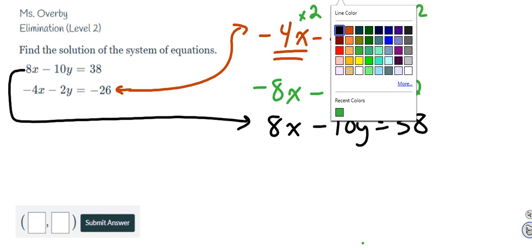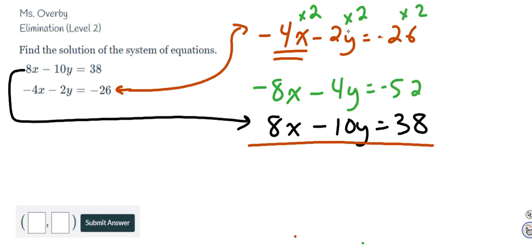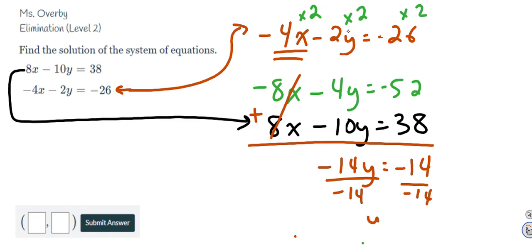So let's go ahead and bring in our rust. All right, so now let's go ahead and add them. Negative 8x plus 8x, gone. Negative 4y plus negative 10y is negative 14y. And I'm picking up my calculator. This is my 3rd video I've made, and I don't trust my ability to do basic math. Negative 52 plus 38. Sometimes you just have too much talking, too much mathing. Okay. Ooh, this is nice. We're going to divide both sides by negative 14, and we get y equals 1.